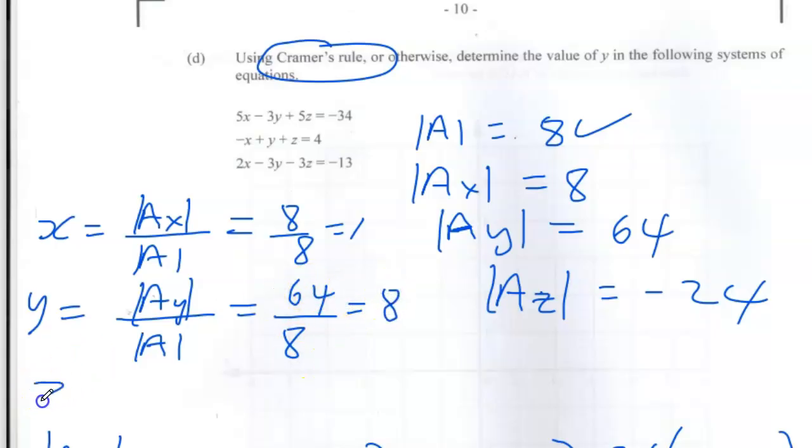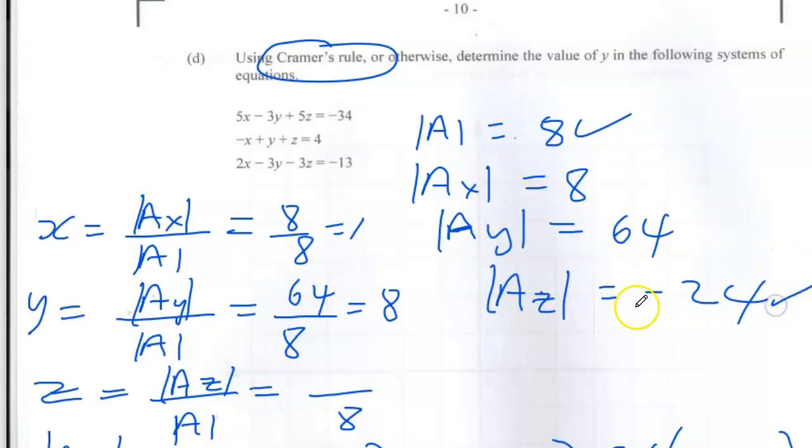And then the value of z, as you can guess, has the determinant of A in the denominator. Notice all of them have the same denominator, the determinant of A, that's the original matrix. And in the numerator is A subscript Z. So 8 is in the denominator, and A subscript Z is negative 24. So negative 24 divided by 8, that's negative 3. So the solution is x equals 1, y equals 8, z equals negative 3.